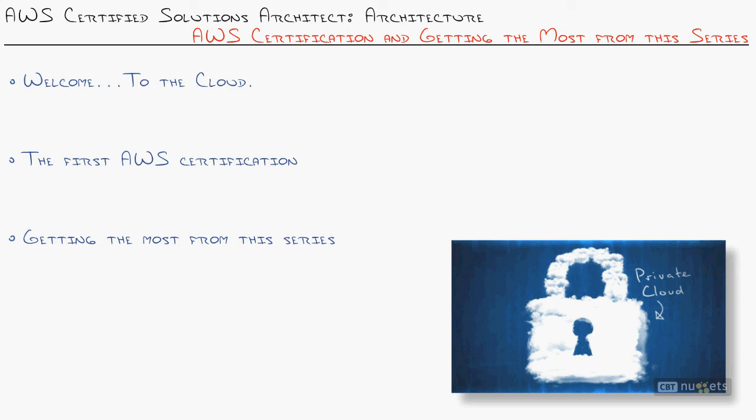Welcome to the AWS Certified Solutions Architect Architecture Series, which is a wonderfully redundant title, but for good reason. This portion of the series, part two of the AWS Certified Solutions Architect, focuses on the architecture or design of a world-class, enterprise-scale, highly available, amazing, I can't think of any more synonyms, AWS solution.